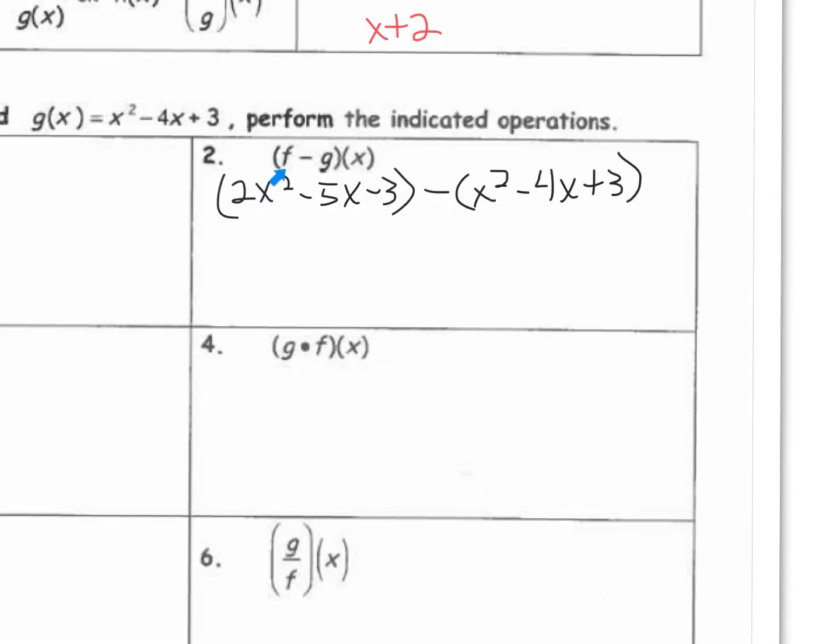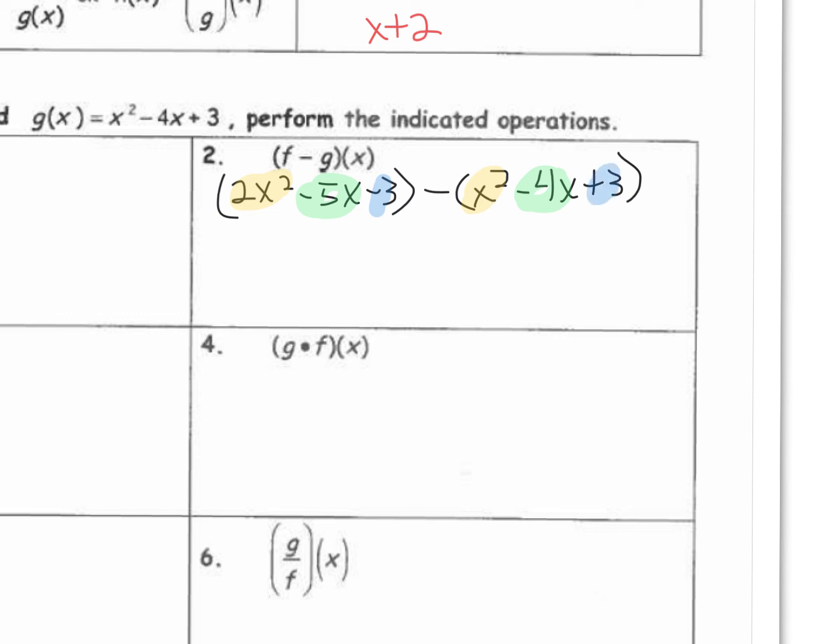Okay, so you can see here that we have f of x minus g of x. Okay, I put all of that in parentheses. So we're just going to be subtracting any of our like terms. You can see here that we have a 2x squared minus x squared, and then we'll have a minus 5x minus negative 4x, and then finally the negative 3 minus the 3.